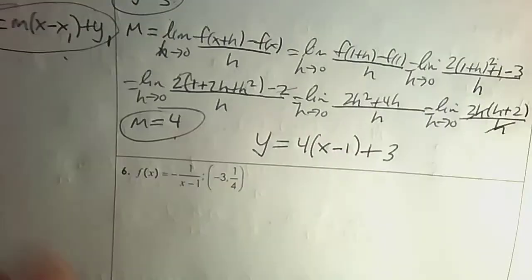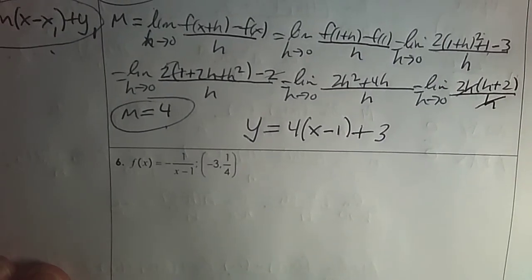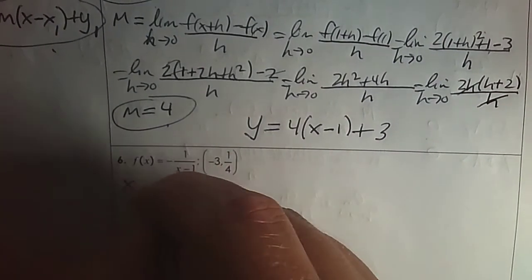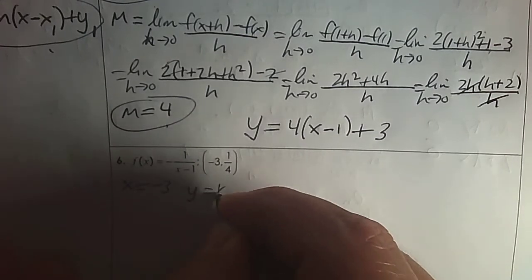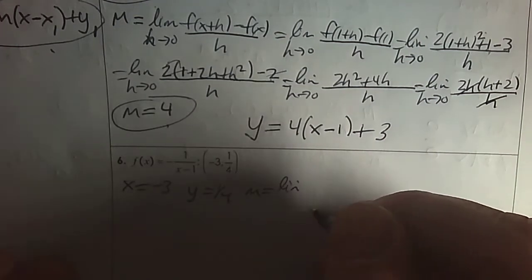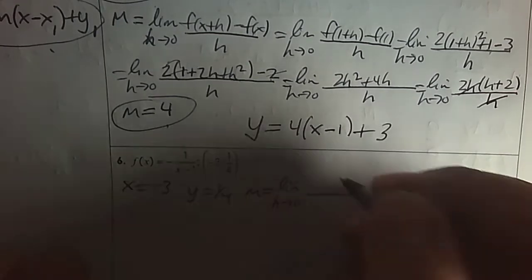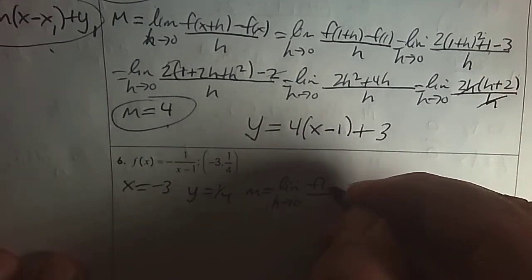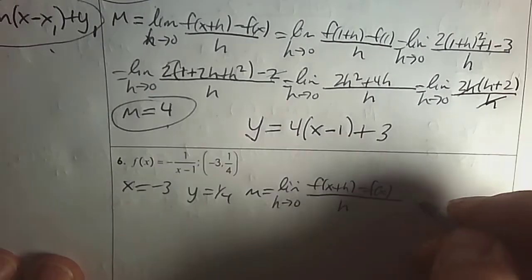All right, let's try that again. Number 6. Can you find the equation of a tangent line? So the x-coordinate is -3. The y-coordinate is 1/4, but it's the slope that I don't know. So to find the slope, it's the limit as h approaches 0. Here's the formula that I'm going to write down to find that slope.